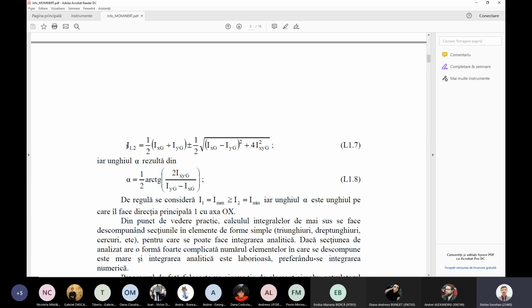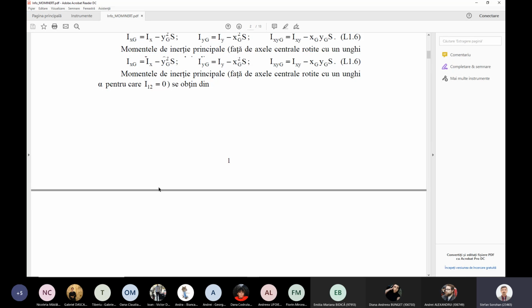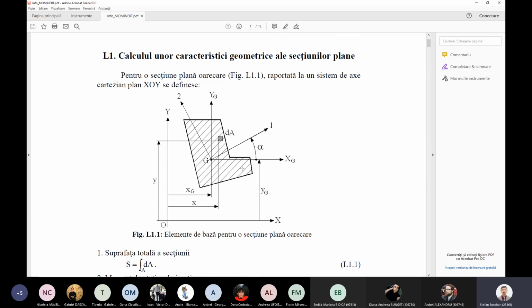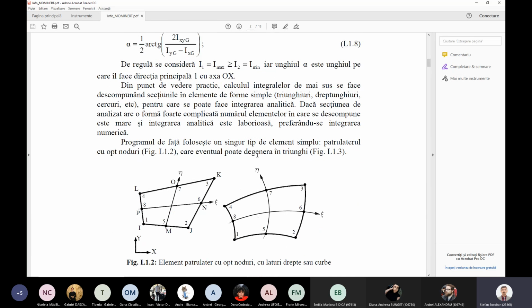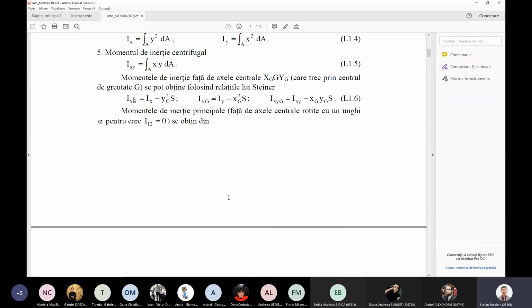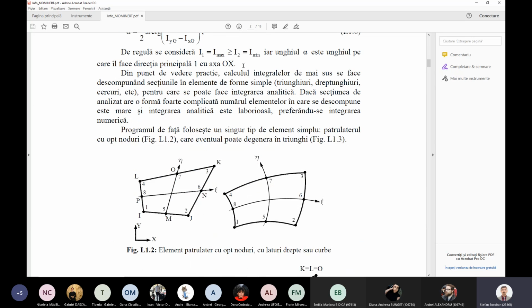For these principal axes, the moments of inertia are obtained using this relationship, and this is the angle which defines the direction, and another angle if you want for the second direction. So remember that I1 plus I2 is equal to IXG plus IYG. It is not written explicitly here, but you know that from strength of materials. The first one is maximum, the second one is minimum.